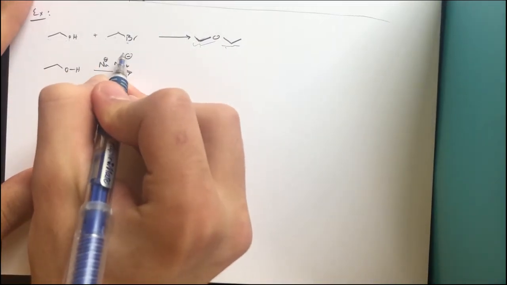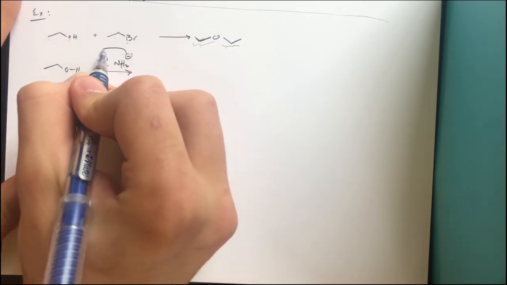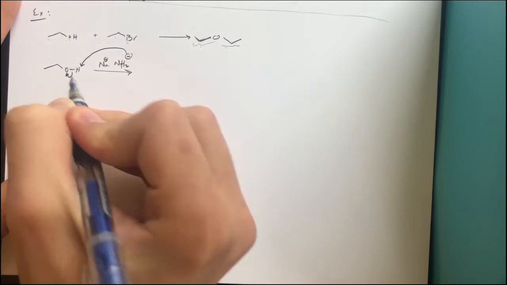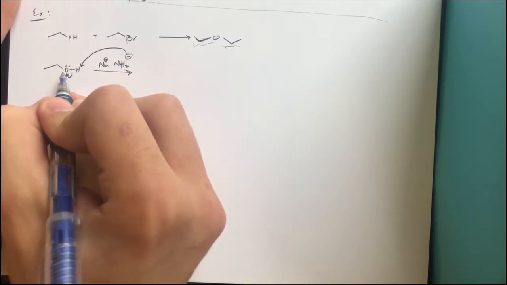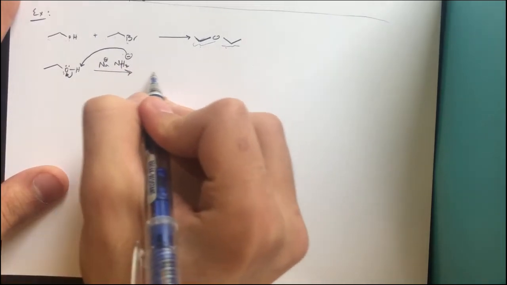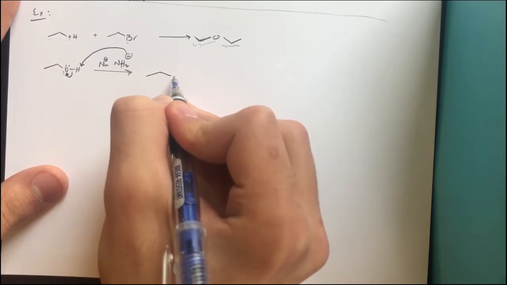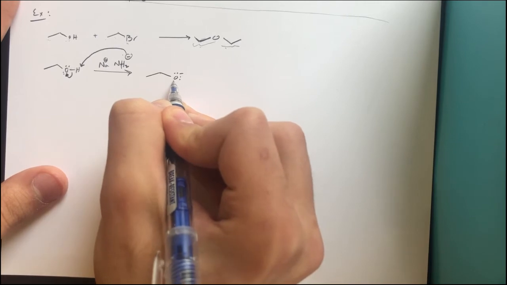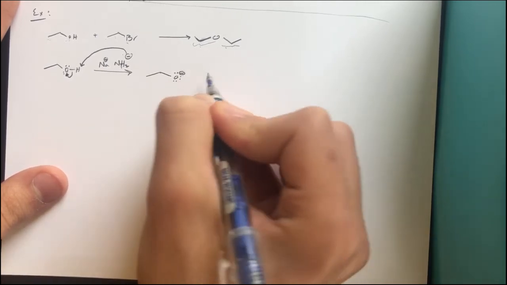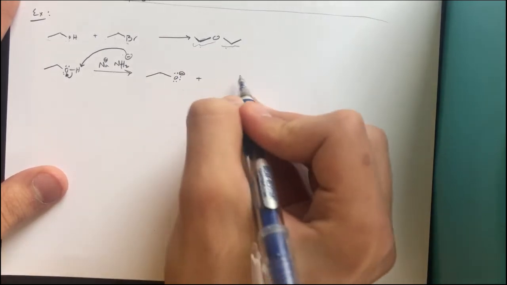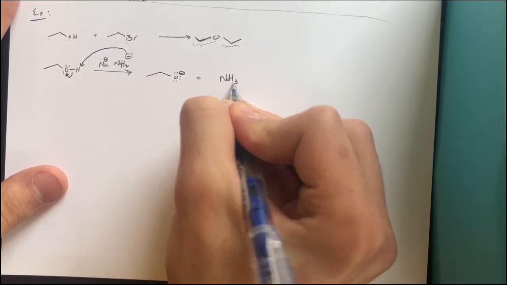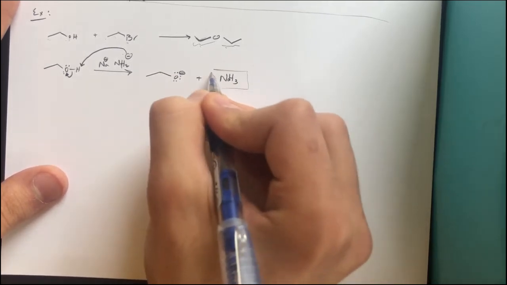It'll attack the proton on the alcohol, kick it out into the oxygen, and it will give us our alkoxide, so full octet of electrons, plus, again, no sodium, and then this species right here.